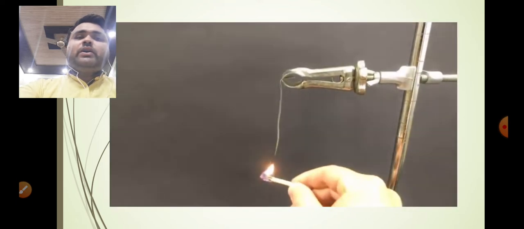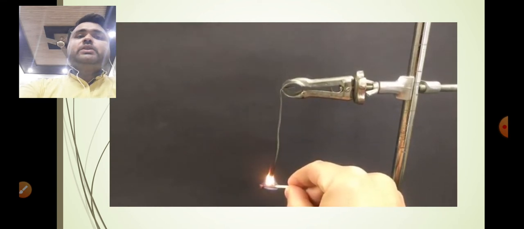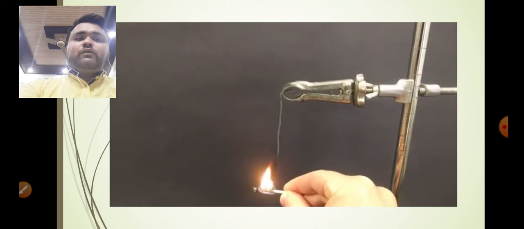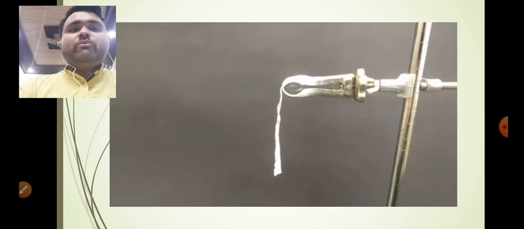Here we have a magnesium ribbon. We have cleaned it with the sandpaper, and when we burn this magnesium ribbon, what do we observe? We observe that the magnesium ribbon burns with a sparkling, dazzling white flame, and when it completely burns, a white residue is left behind. You can see that this white residue is of magnesium oxide, and hence it is an example of a combination reaction.